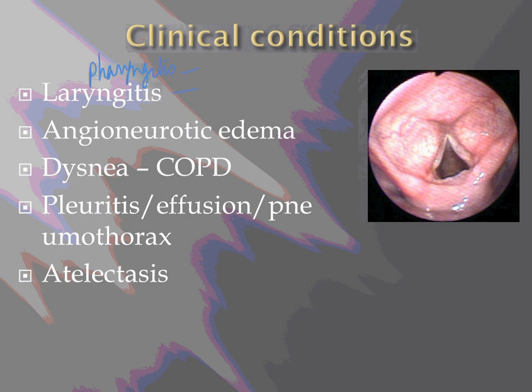I already mentioned angioneurotic edema, and this is an example of angioneurotic edema where this person's vestibular folds are beginning to swell. And imagine if they swelled even more, they will actually now come like this. And hence they would block the airway, and there'll be severe respiratory distress.